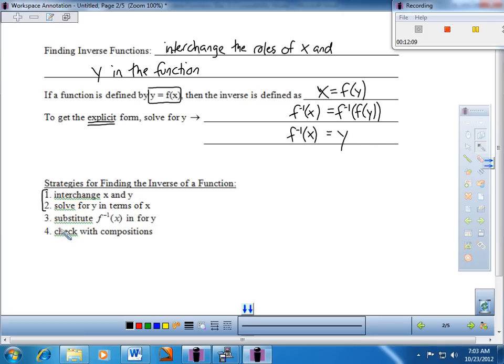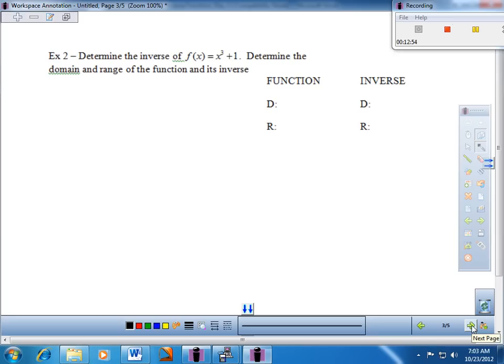All right. Well, let's give a few of these a try. And we'll need a graphing calculator for this, so please have that handy.